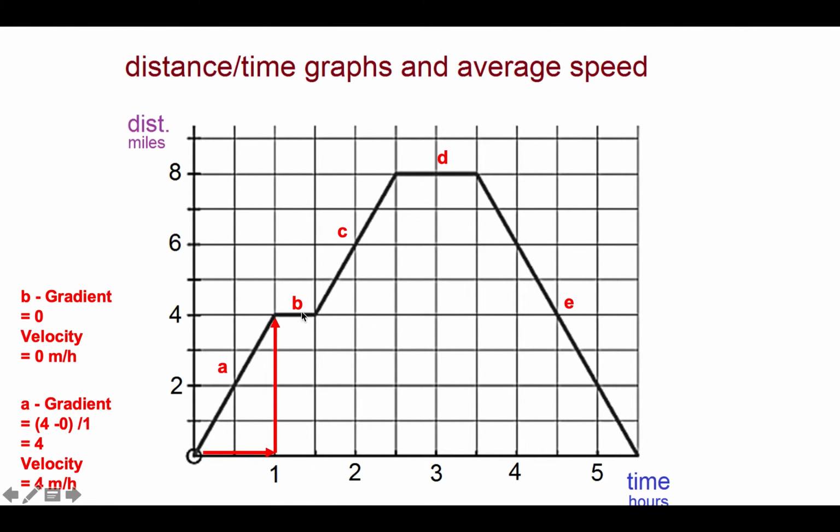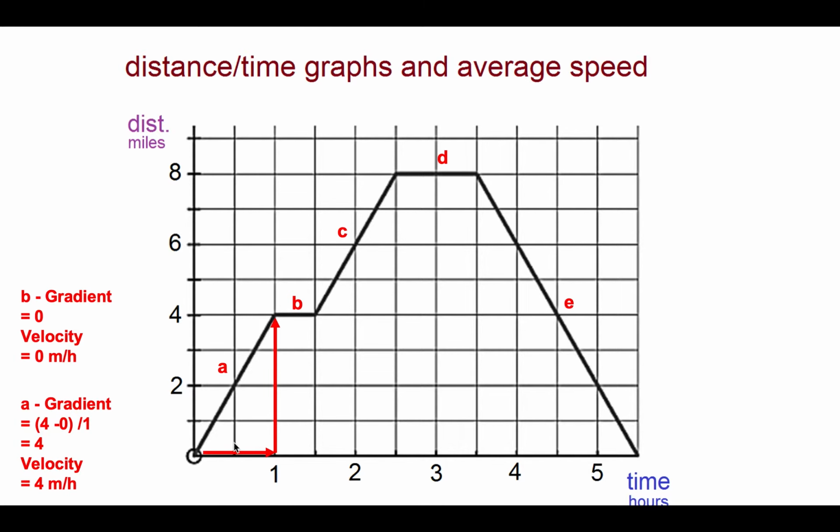So if we do the calculations here at B, the gradient is 0. They are not going anywhere. So there is no velocity. They are standing still at that point. So it's a plateau or a flat line. Plateau meaning flat.